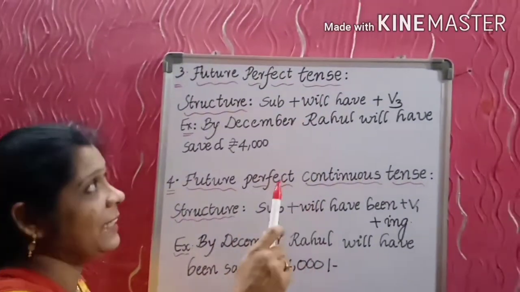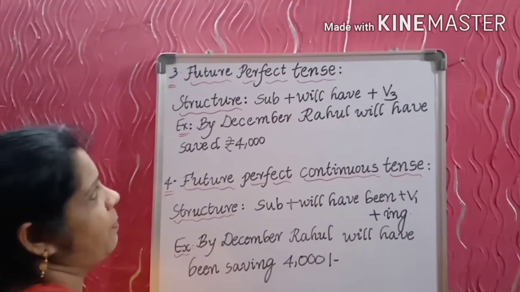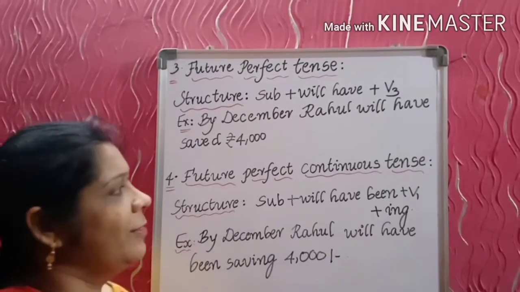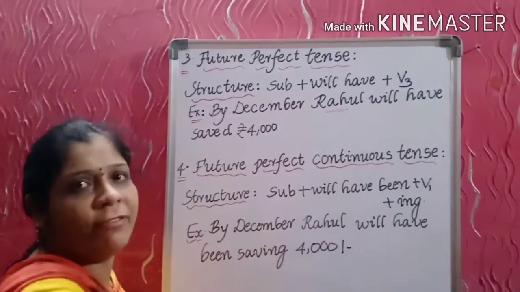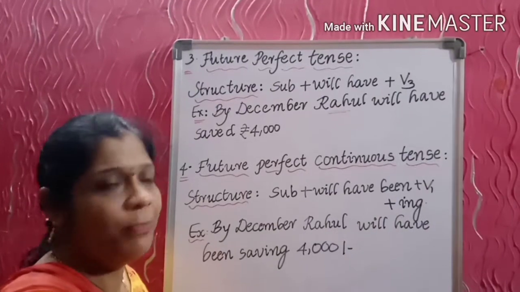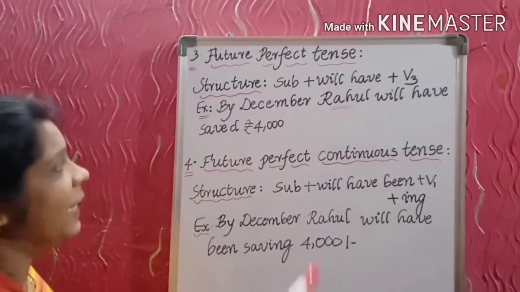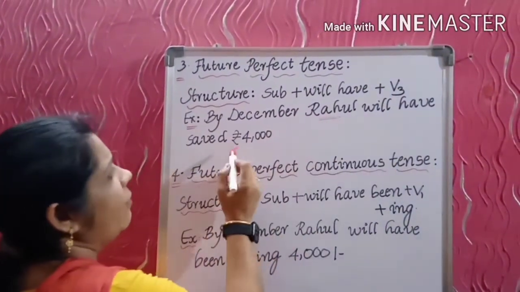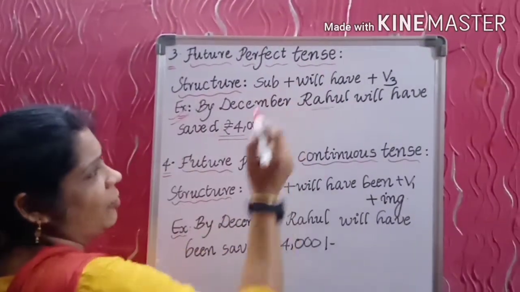Now the third one is the future perfect tense. It tells us about actions which will take place in the future and which have completed. Let's take an example of this. Let's take a situation. Suppose there is a person called Rahul. He wants to save some money from now itself. Suppose he saves some money from now itself. By December, what would be his saving? In such kinds of situations, let's see how this tense comes. By December, Rahul will have saved rupees 4,000. In such situations, future perfect tense is used.